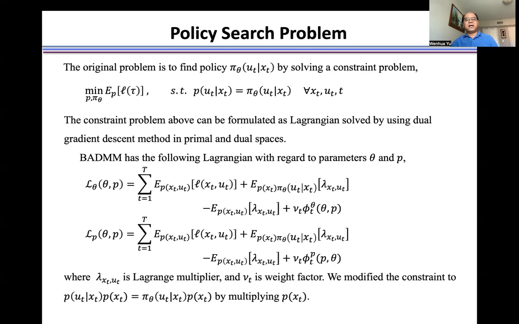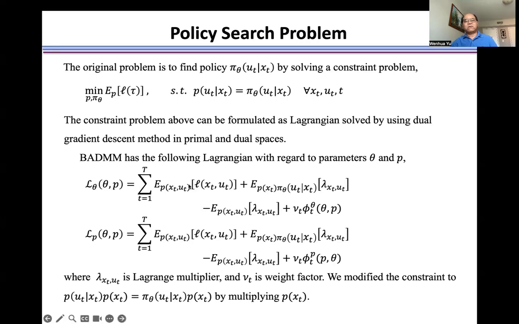So the BADMM has the following Lagrange formulation with regard to the parameter theta related to the policy network, and P is the system controller. So we have two objective functions: one is for the policy optimization, and another one is for the trajectory optimization. And here lambda is a Lagrange multiplier.